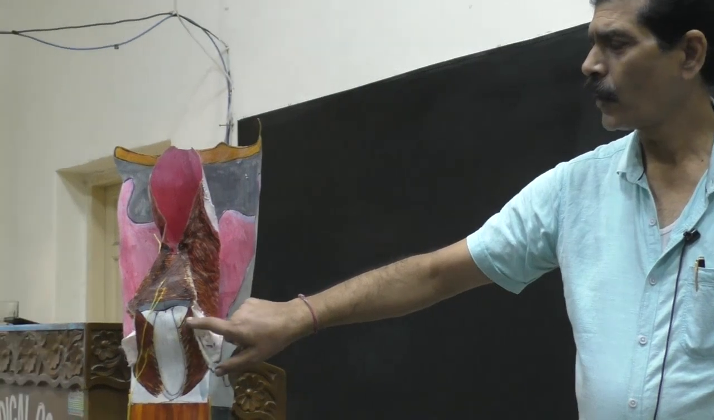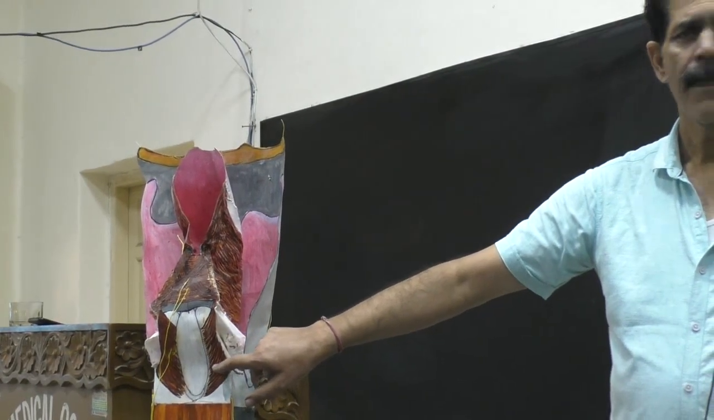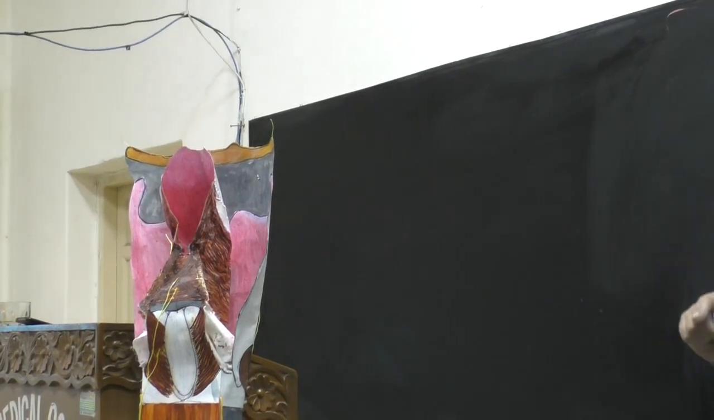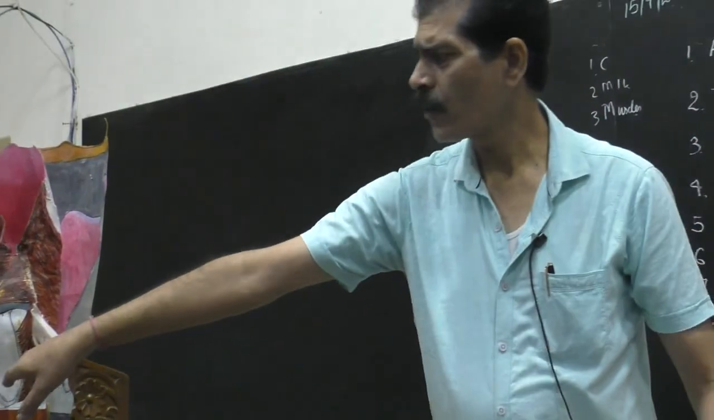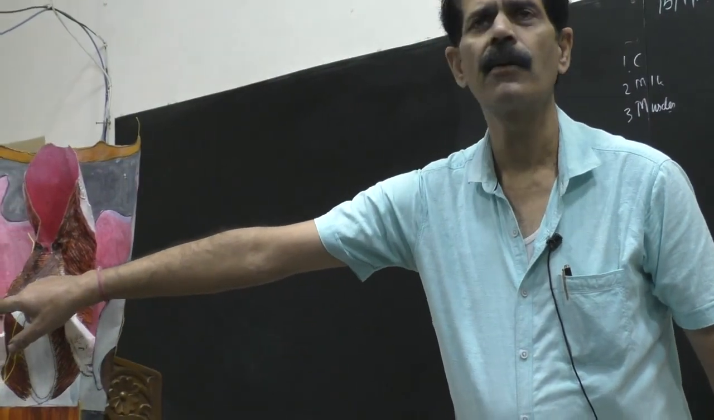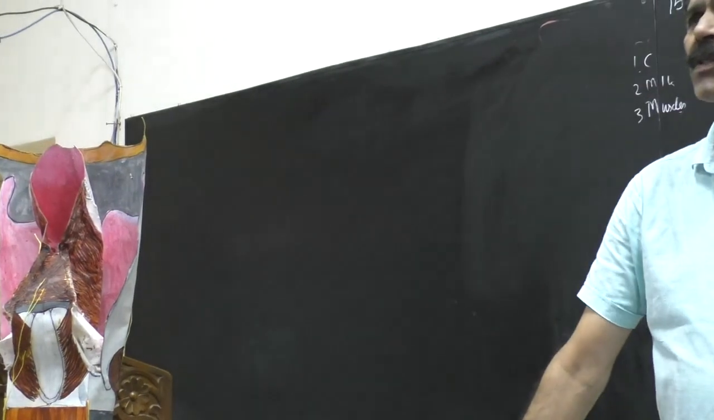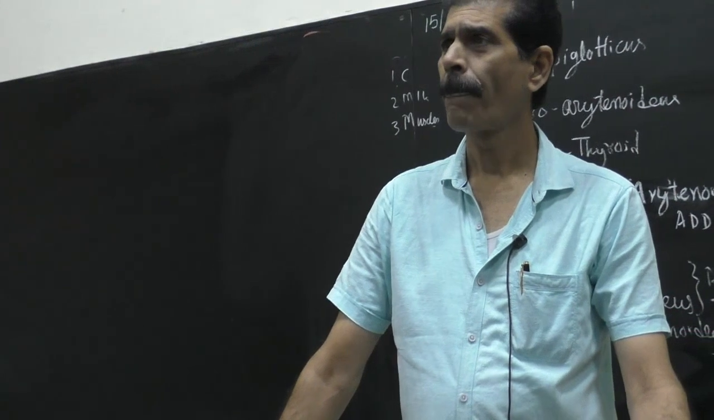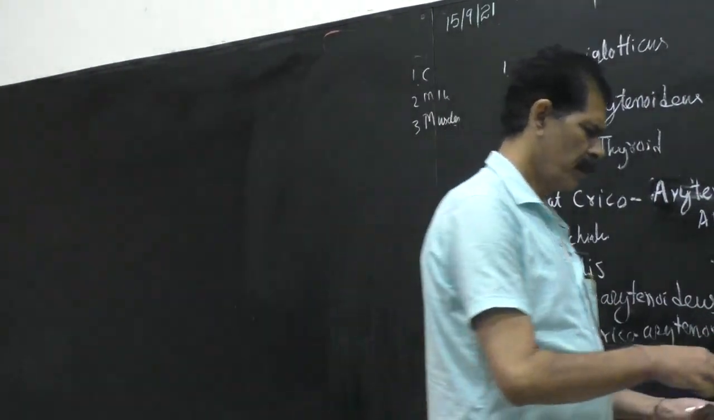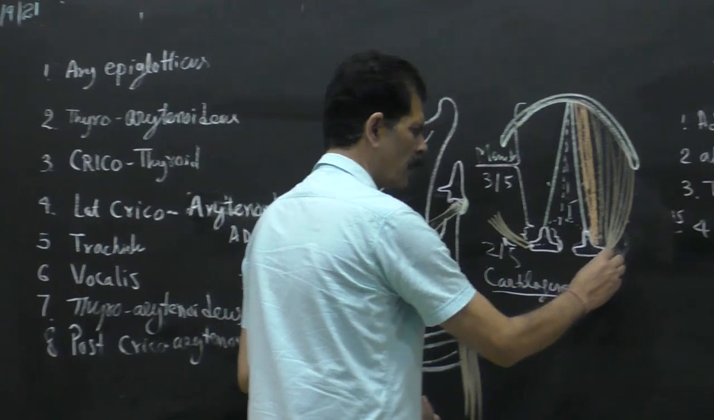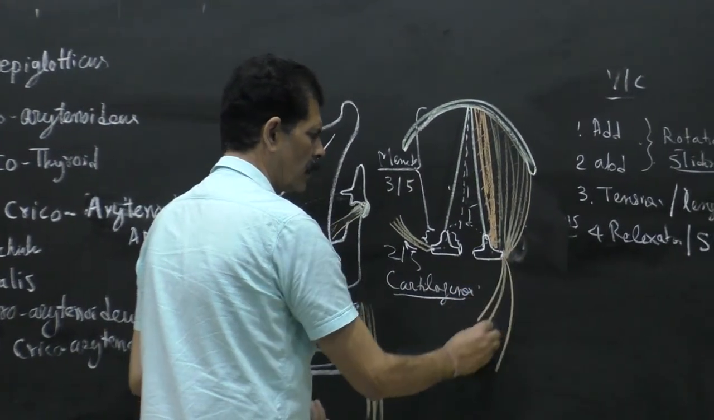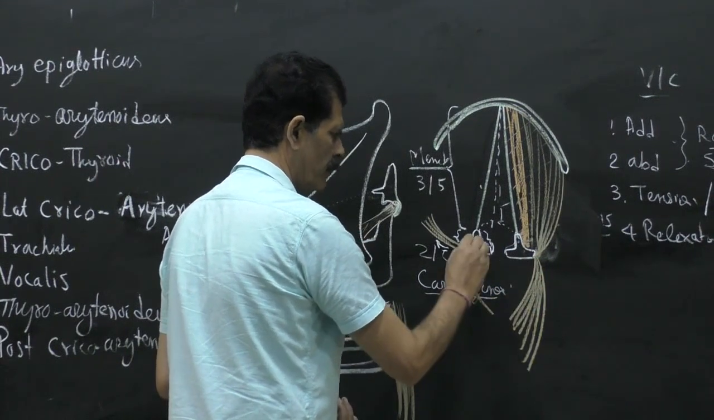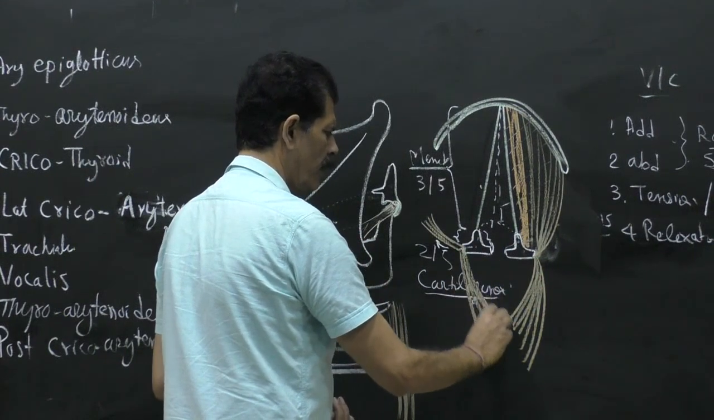And the origin is very long, but the insertion is converted into a very narrow tendon. This very narrow tendon of this muscle is inserted on the muscular process of the arytenoid cartilage. Muscular process. So that is the muscle that is called posterior cricoarytenoideus muscle.